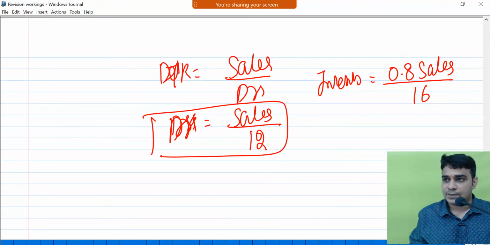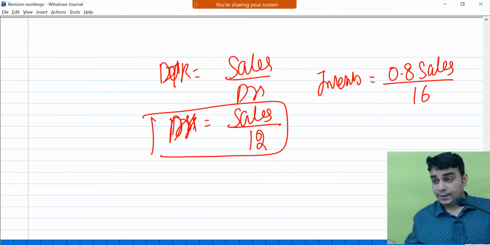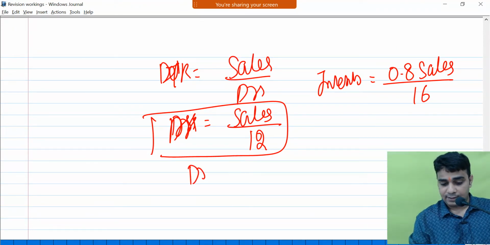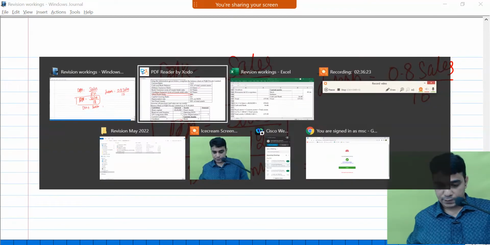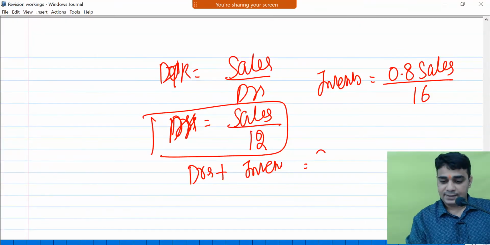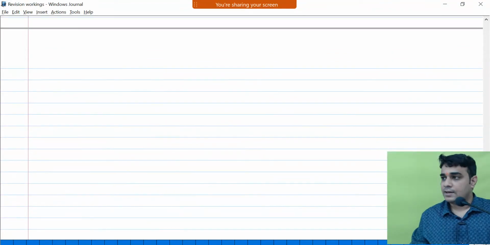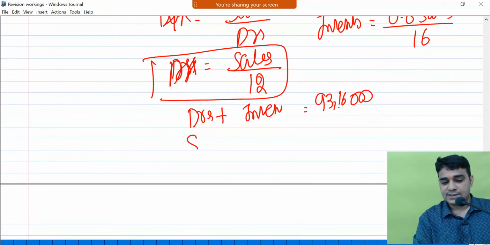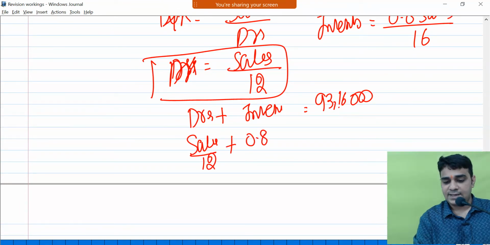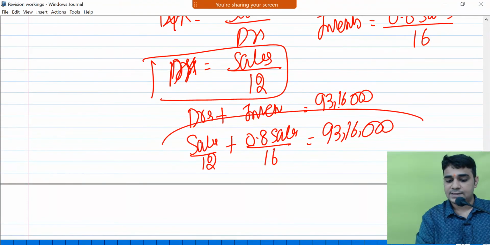GP margin is how much? 12%. So indirectly I can say debtors plus inventory is equal to 93 lakh 16,000. It's a very good adjustment. So net what happens is sales by 12 plus 0.8 sales by 16 is equal to 93 lakh 16,000. Solve and get the sales number.